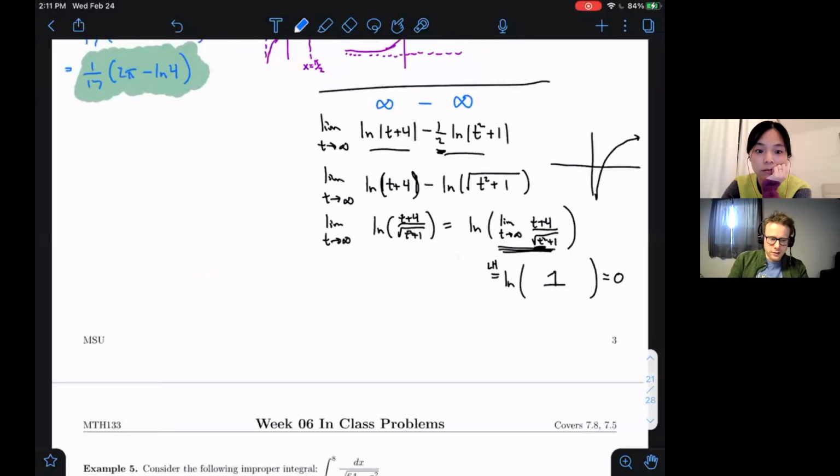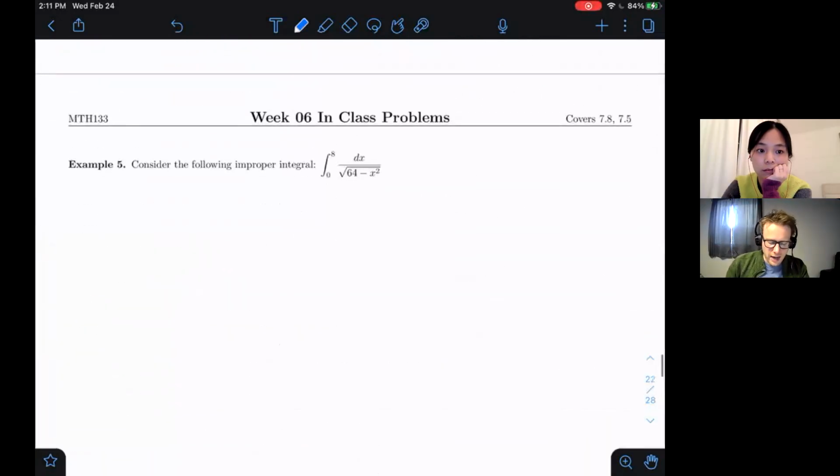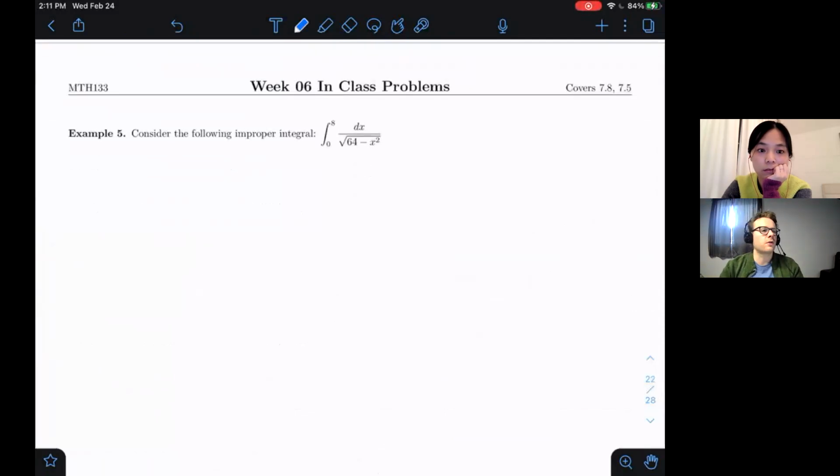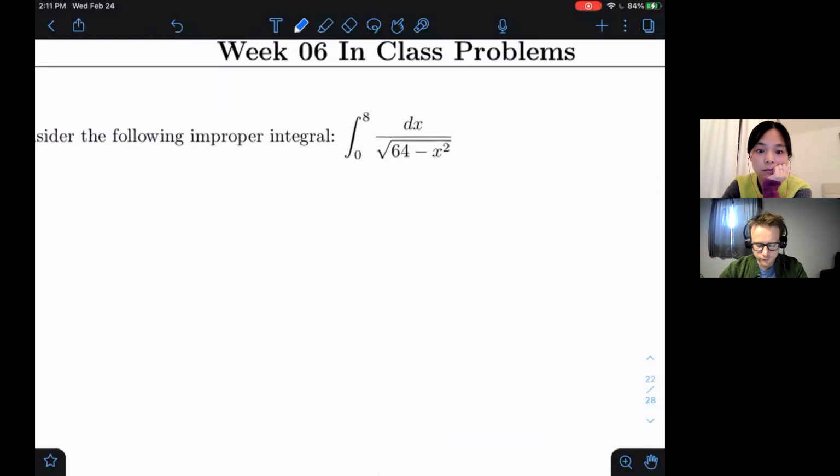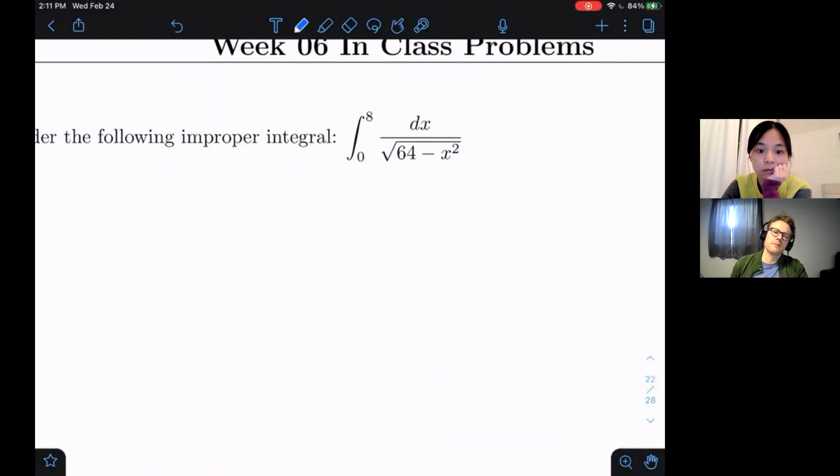Okay, so I would like to look at this next problem here. Again, we'll have more opportunities for questions. But we'd like to evaluate this improper integral: the integral from 0 to 8 of 1 divided by the square root of 64 minus x squared, integrating with respect to x.